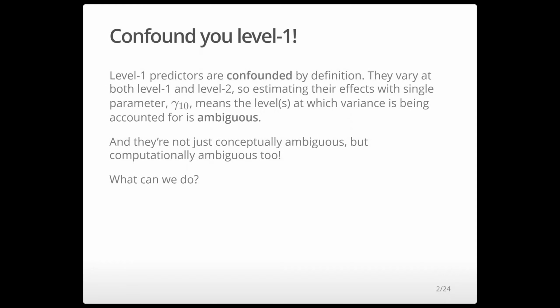So as we've discussed, level 1 predictors are confounded by definition. This is because they have variability at level 1 and level 2, so estimating their effect with a single parameter means that the variance that's being accounted for is ambiguous. And this isn't just a conceptual ambiguity, but it's also a computational ambiguity. So what can we do about it?